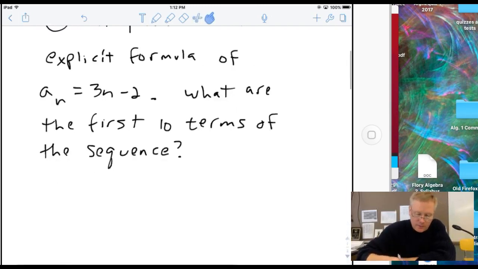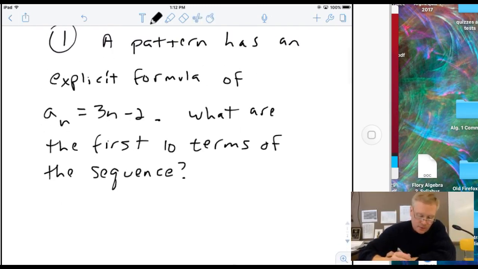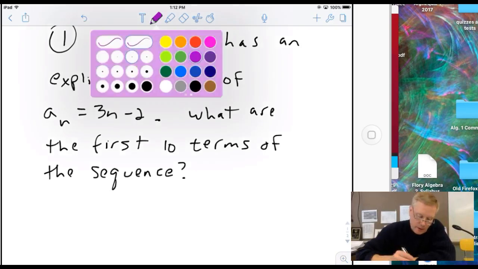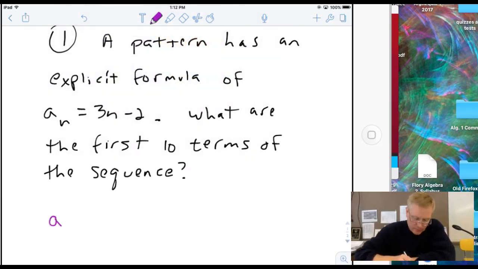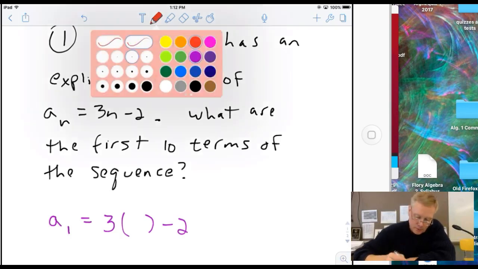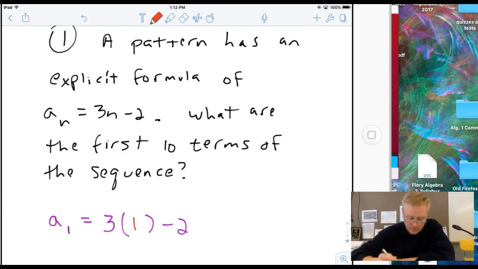Okay, so they gave me the explicit formula. So if I have the explicit formula, you can find out everything, which means the first term, a of n represents any term you want to find. So if I want to find the first term, which I'll call a of 1, that means I'm going to take 3 and I'll plug in 1 for n. I'll get my first term.